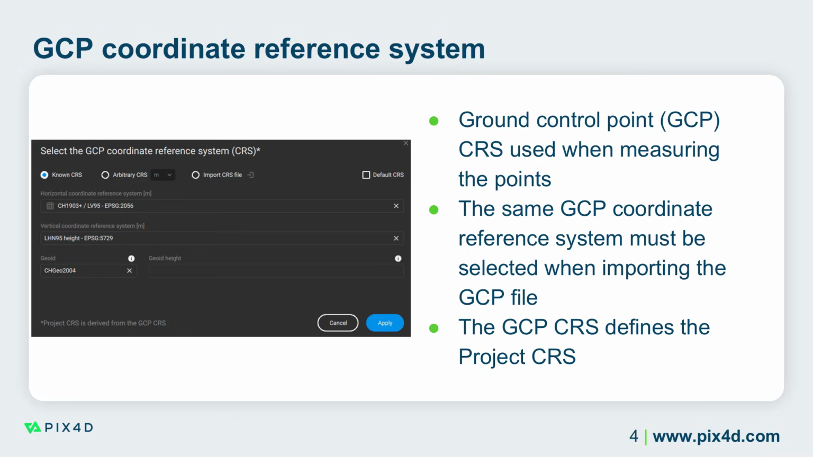If you have any doubts, request the CRS code from the person who recorded the points in the field. To select the GCP coordinate reference systems in Pix4Dmatic, you must first enter the horizontal CRS. Once you have chosen the horizontal CRS, the vertical CRS will be filtered based on your selection. If necessary, select the appropriate geoid or enter the geoid height. Due to the complexity of choosing the correct vertical coordinate reference system or geoid, we will discuss each separately.